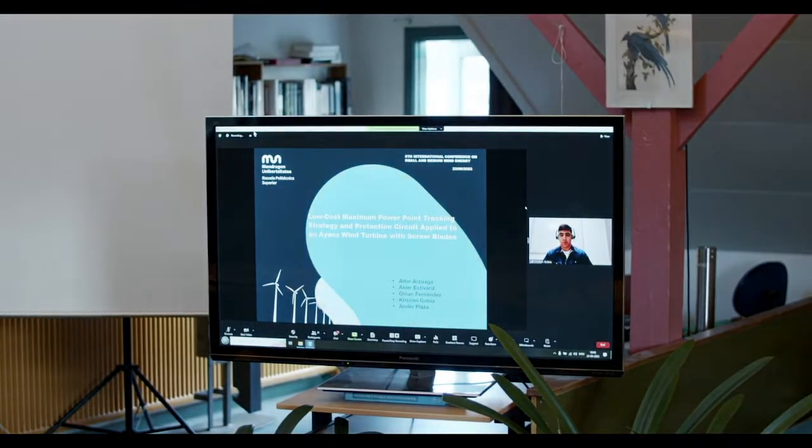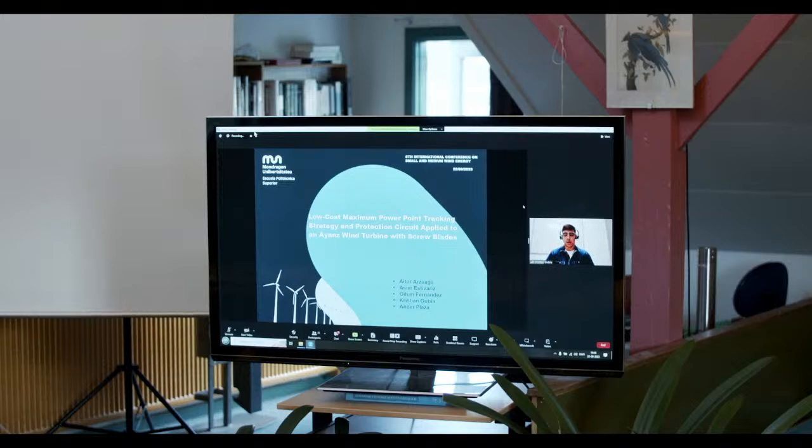Hi everyone, we are the 5 students from Mondragon University, and we are going to present a summary of our recent work: the low-cost maximum power point tracking strategy and protection circuit applied to the Ayanz wind turbine with the screw plates. First of all, we want to thank you for the invitation to present our work, and congratulate you on the event.